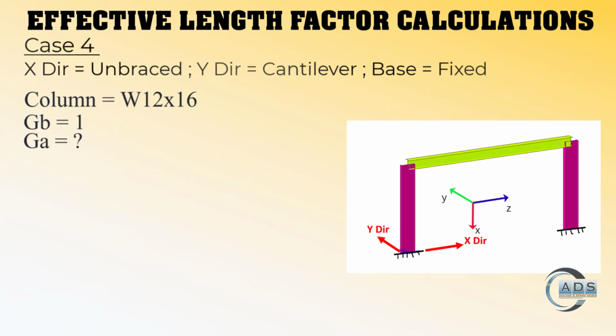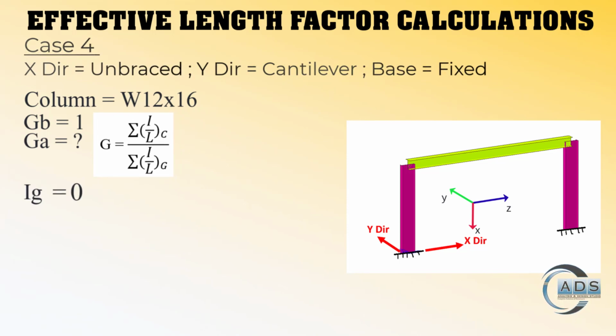For GA, let's see the same equation. As we know, there is no beam connecting the column, so IG is 0, meaning the moment of inertia of the beam is 0. Any number divided by 0 gives infinity, so we get GA as infinity.